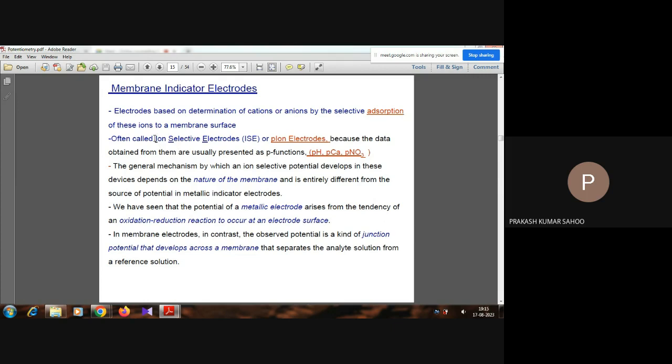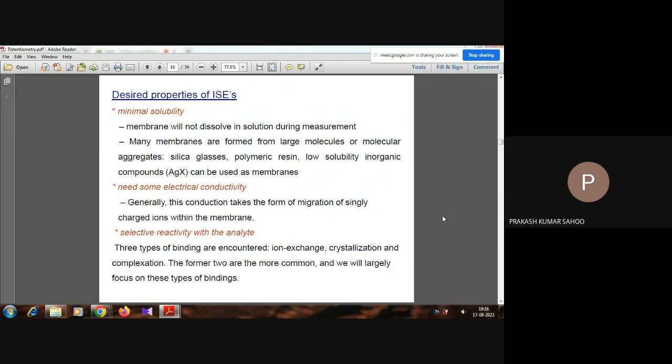So this is often called an ion selective electrode or P-ion electrode, and these are a function of pH, P function, that is pH, pCa or pNitrate. This depends on the nature of the membrane, the metallic electrode, the oxidation reduction reaction, and the liquid junction also plays an important role, as this is the membrane. So this acts as the zone of contact or liquid junction. These are desired properties: minimal solubility, electrical conductivity, and selective reactivity with analyte.